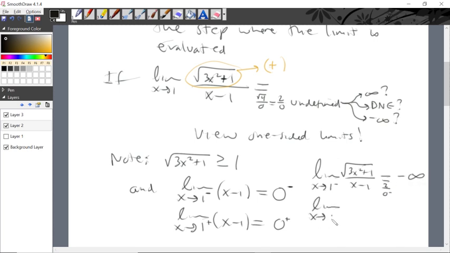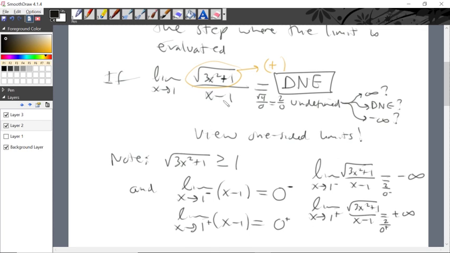But the limit from the right, we get 2 over a really small positive number, so this goes to positive infinity. And since those two don't agree, this limit does not exist.